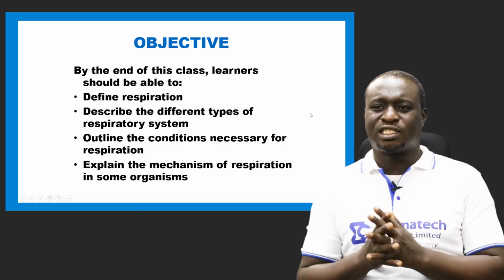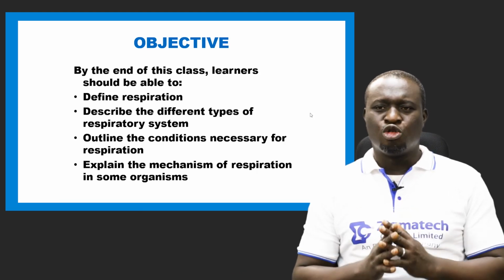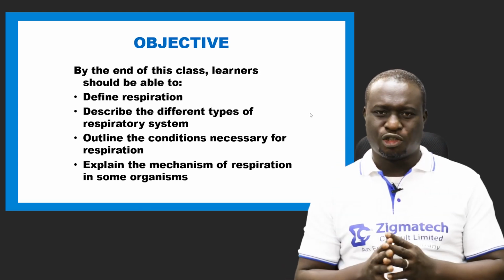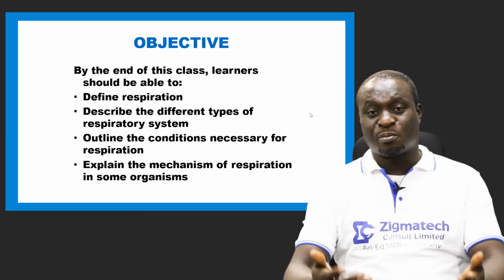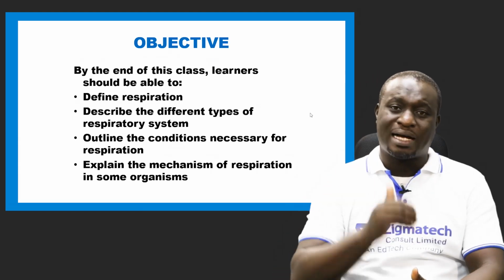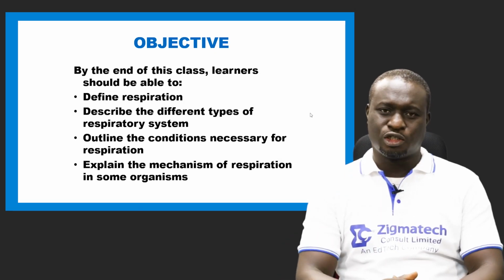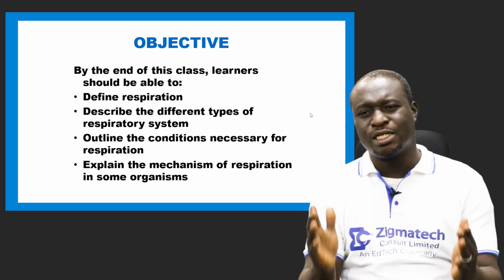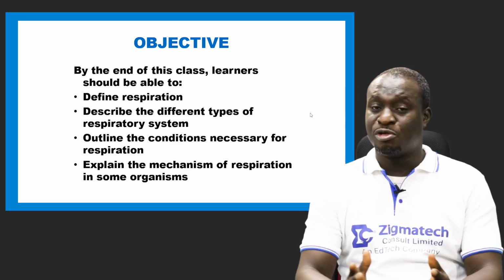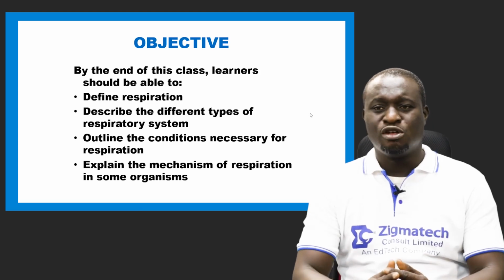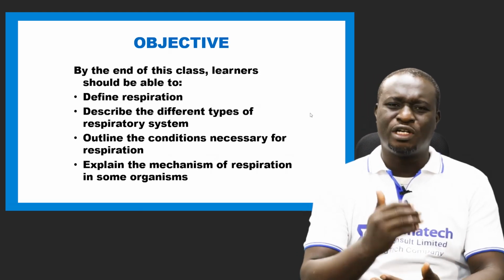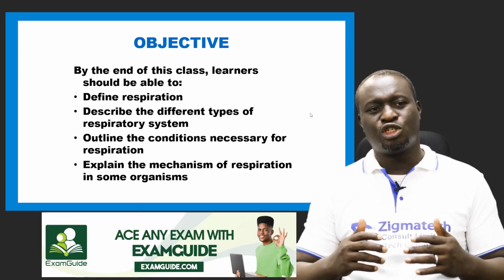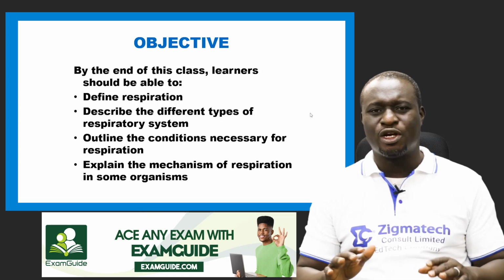By the end of this class or this topic, you should be able to give a proper definition of respiration. And I'm going to explain more reasons why I said a proper definition of respiration. And also by the end of this topic, you should be able to describe the different types of respiratory systems we have, and you should be able to outline some of the conditions. There are several conditions that are necessary for respiration to actually occur in any living organism.